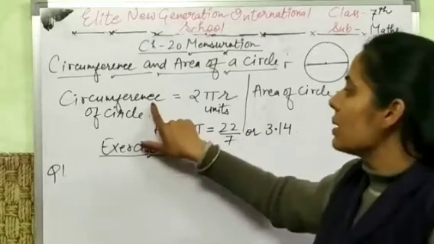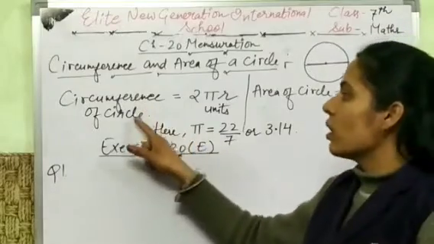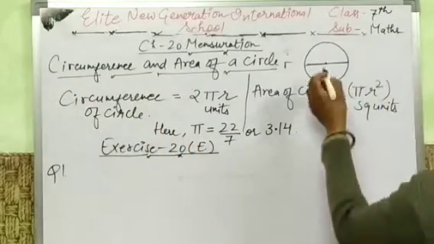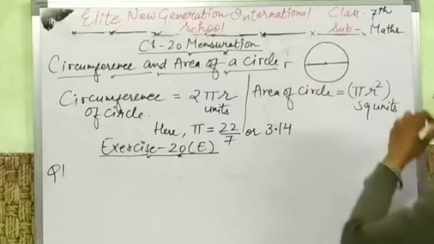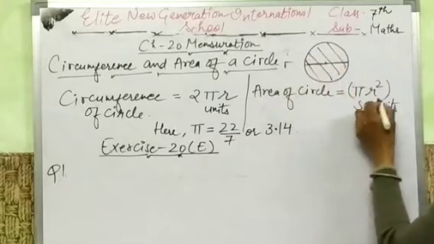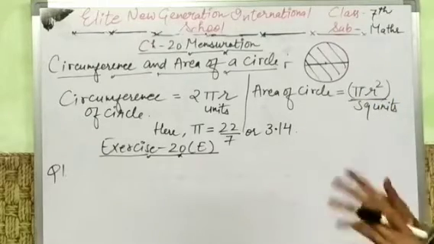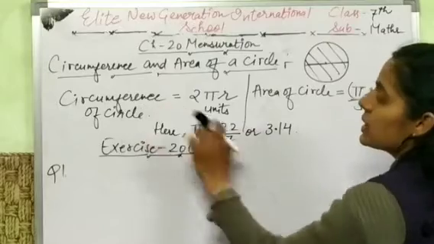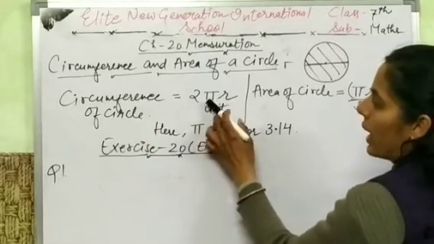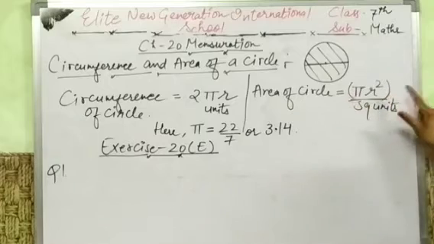Okay, so this is the circumference of a circle, or as well as you can say perimeter of a circle. It means the boundary of the circle, as well as area. So the area of a circle is equal to pi r square. Don't confuse between these two formulas. Circumference is equal to 2 pi r and the area of a circle is equal to pi r square.